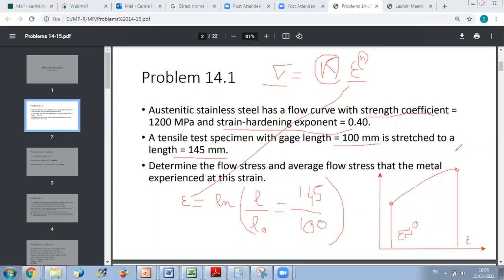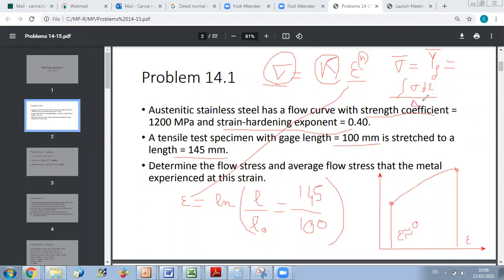When you want to average a function, okay, what can you do? So here you want to average the function sigma between 0 and epsilon. We are noting the average flow stress as YF. So it's the average of the flow stress. So YF average is equal to the integral of sigma d epsilon. So I will integrate this function and I will divide by delta epsilon. This will give me the average value.